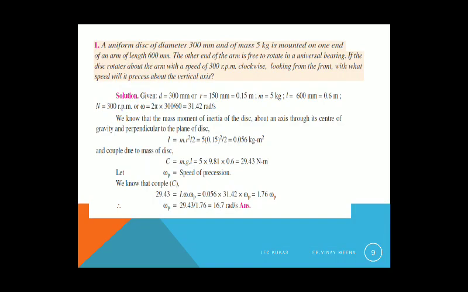First example: a uniform disk of diameter 300 mm and mass 5 kg is mounted on one end of an arm of length 600 mm. The other end of the arm is free to rotate in a universal bearing. If the disk rotates about the arm with a speed of 300 rpm clockwise, looking from the front, with what speed does the arm precess about the vertical axis? Then finally we find omega p is equal to 1.76 radian per second.